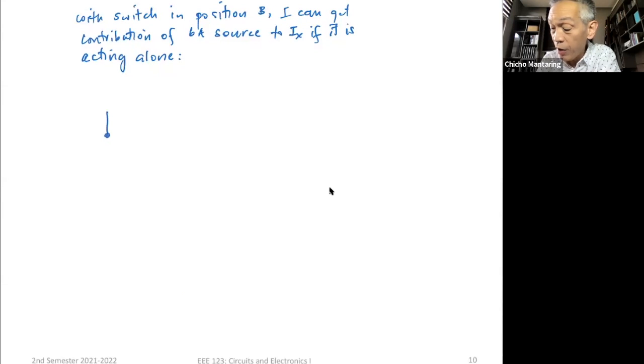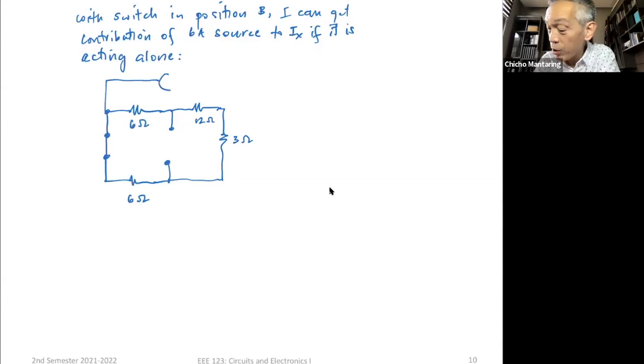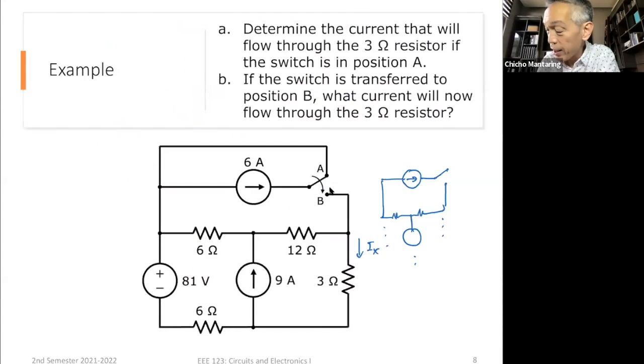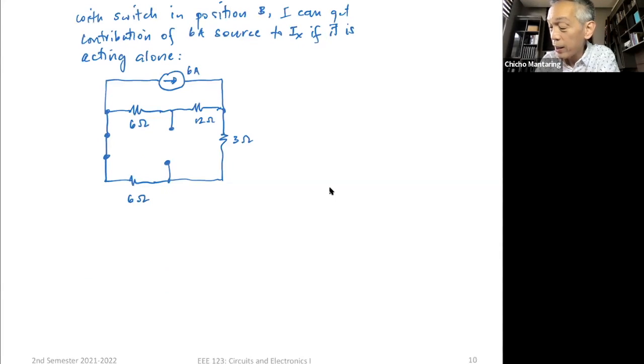So my voltage, the 81 volt source, I replace with a short circuit. I still have my 6 ohms here, and then my 6 ohms here. My 9 ampere, I replace that with an open circuit. So open ngayon yan. Then I have my 12 ohms here. Here I have my 3 ohms. And now I have a 6 ampere source connected this way. Just to check, yes. A 6 ampere source connected this way. And let me call this now IXB.